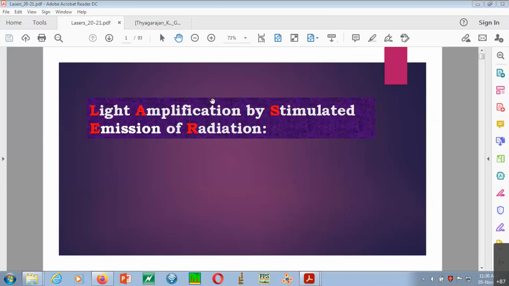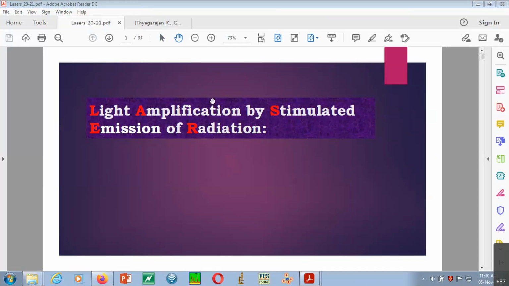So look at this. Before going to the laser part, we must know the full form. Because this is the acronym only, so we need to go for the full form. I hope you people are aware also. It is light amplification by stimulated emission of radiation. And I have highlighted the starting letters, LASER.